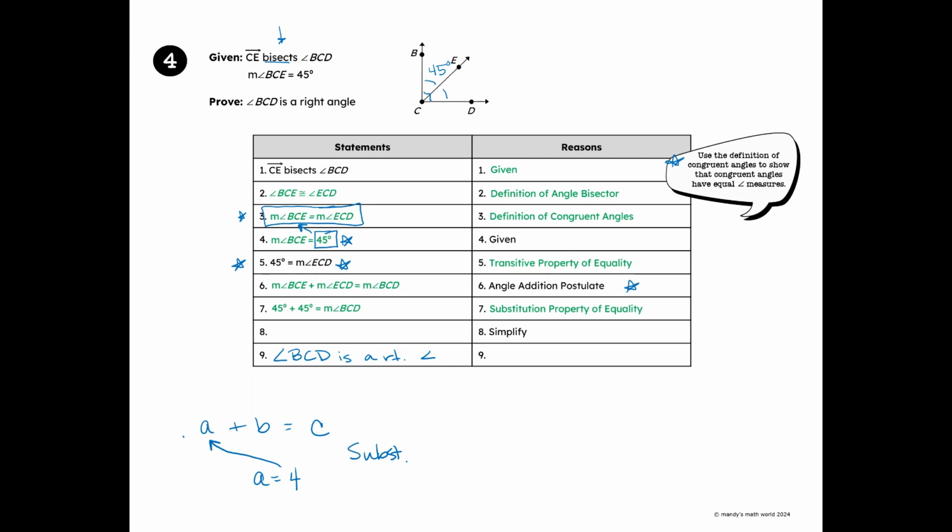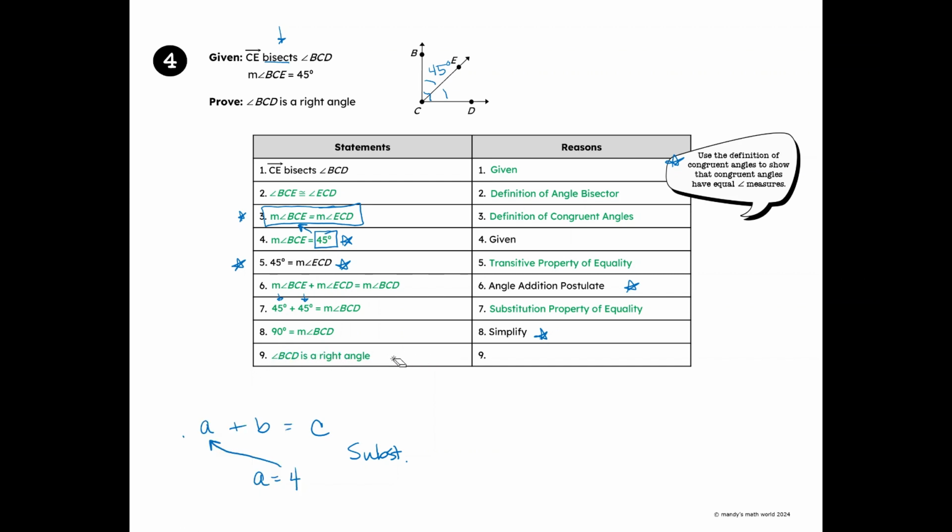I sure can, and that would be an example of the substitution property of equality, because I'm replacing this piece and this piece. Okay, so now my next step says I'm going to simplify. How can I do that? Well, 45 degrees plus 45 degrees is 90 degrees. So the measure of the entire angle is 90 degrees, and we've shown that. We've proven it. Let's erase this.